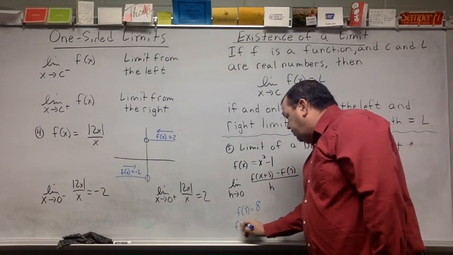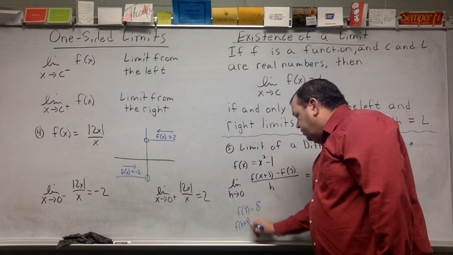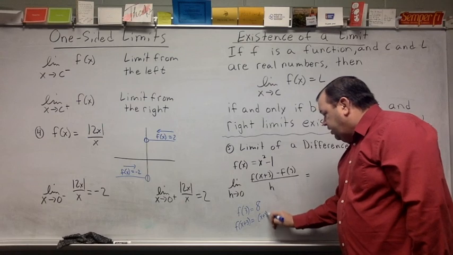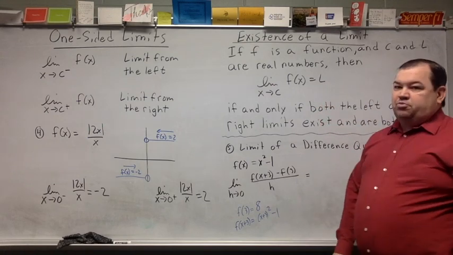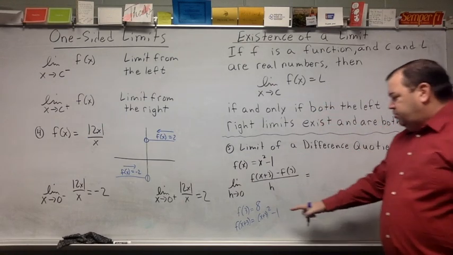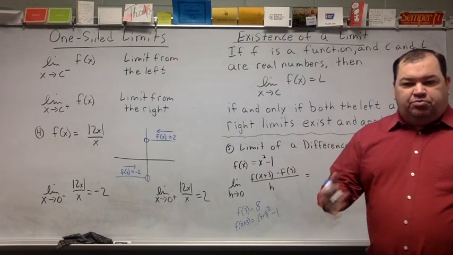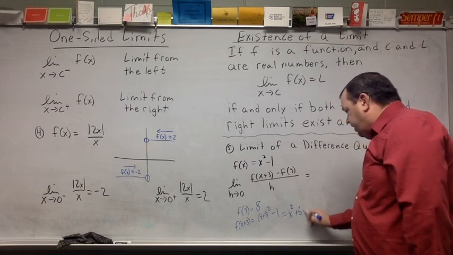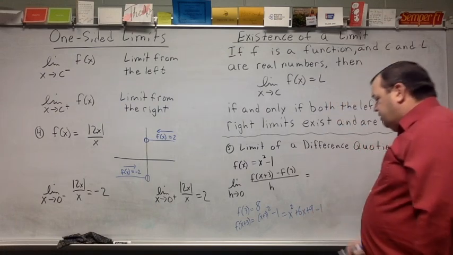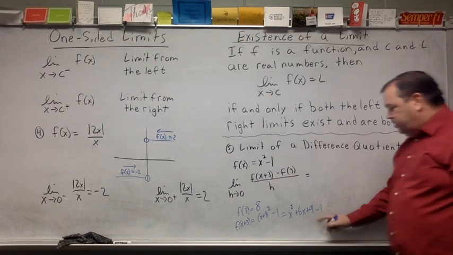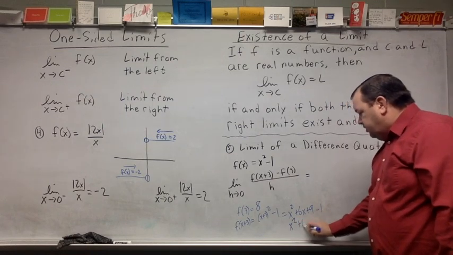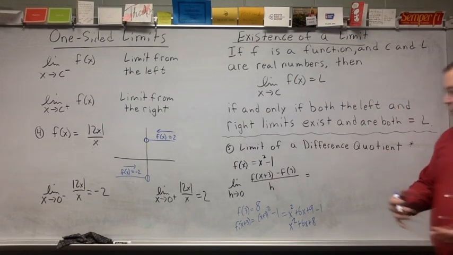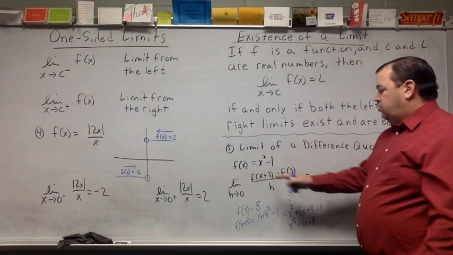f of x plus 3 takes a little more work because I have to take x plus 3, square it, and then subtract the 1. So I need to do some algebra here. I could FOIL, I could do the box method, but I end up with x squared plus 6x plus 9, and then minus that 1. So I can combine those two things. I get x squared plus 6x plus 8. So now I'm going to take those two values and put them into this difference quotient.